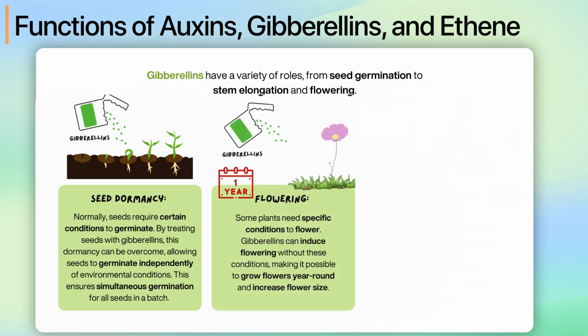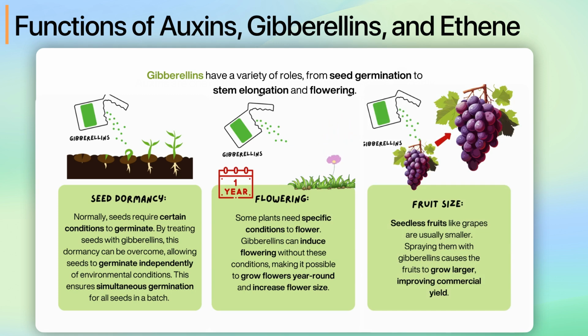Some plants need specific conditions to flower. Gibberellins can induce flowering without these conditions, making it possible to grow flowers year-round and increase flower size. Seedless fruits like grapes are usually smaller. Spraying them with gibberellins causes the fruits to grow larger, improving commercial yield.